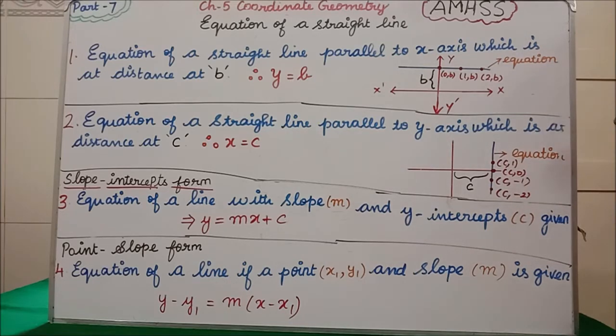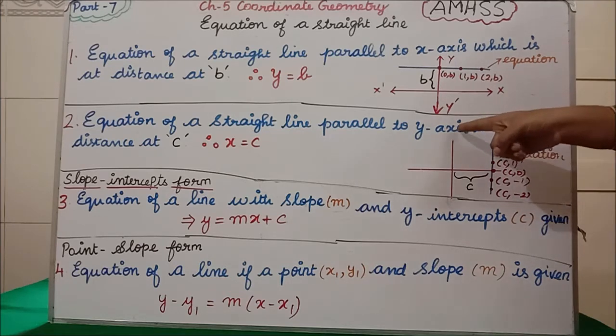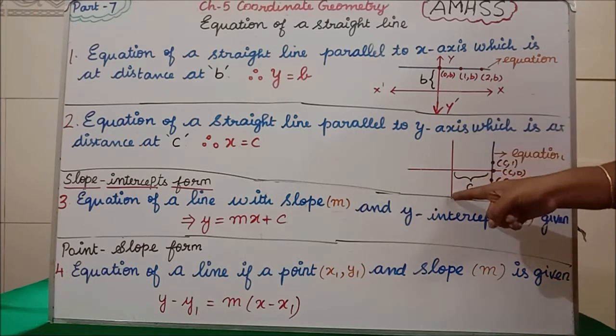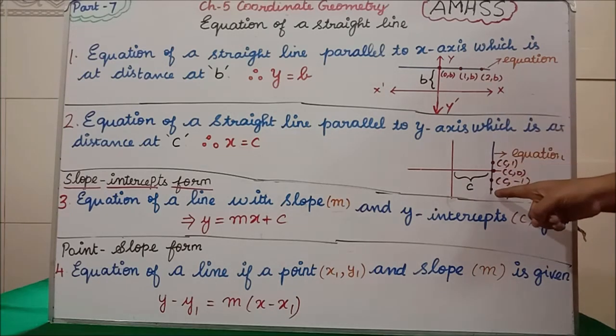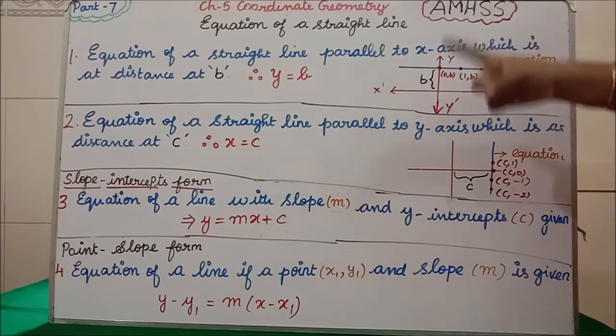Now we'll see the equation of a straight line parallel to the y-axis. See, the x-axis we have seen. Now the same we are going to see for the y-axis. Okay, now this is our y-axis. For this y-axis I have drawn one parallel line, which is at distance c.